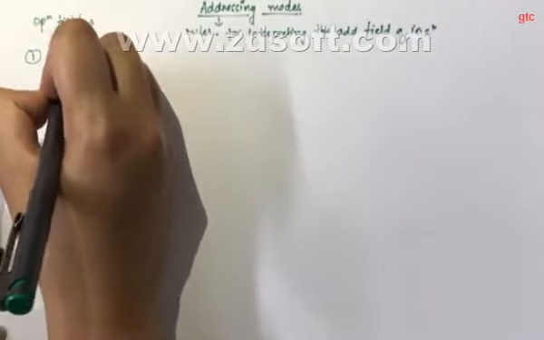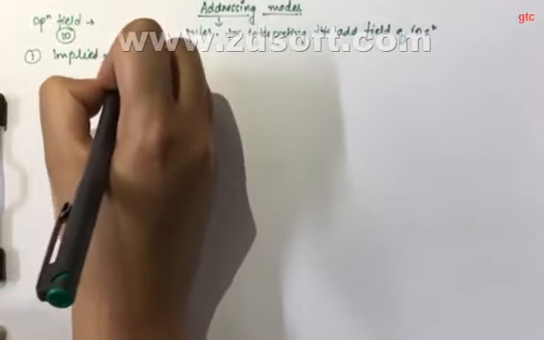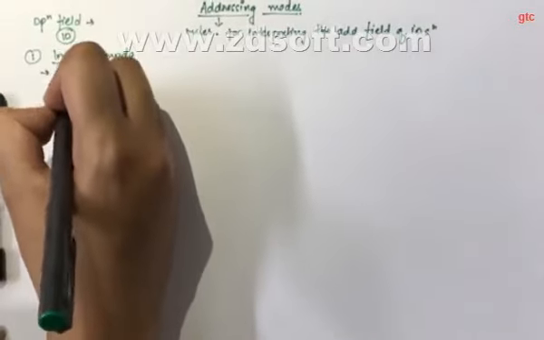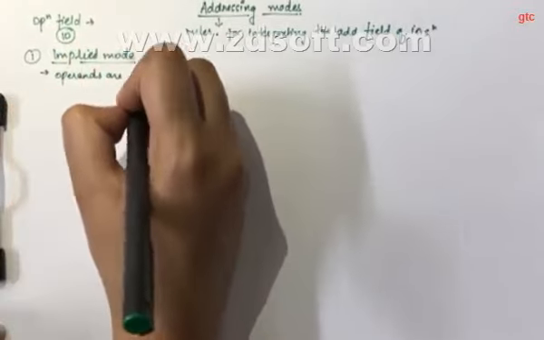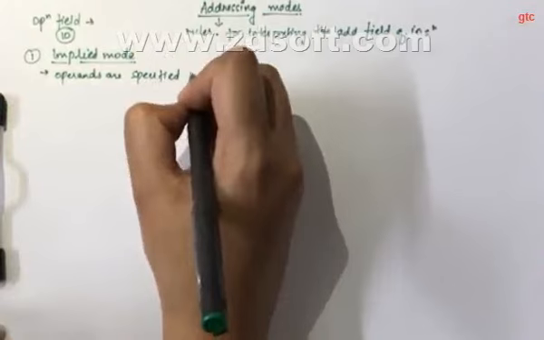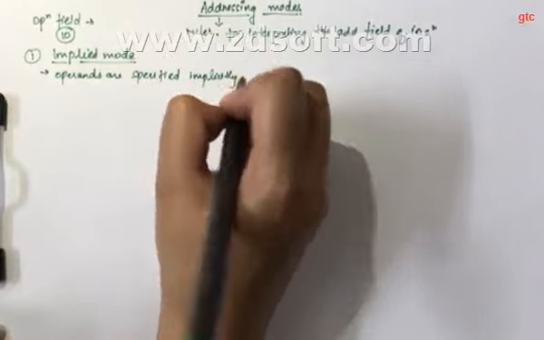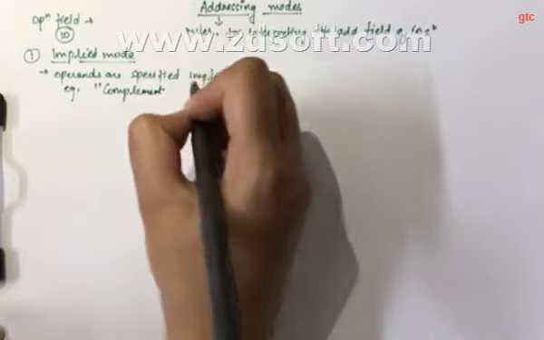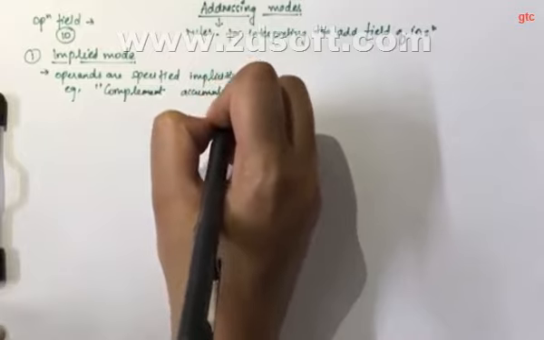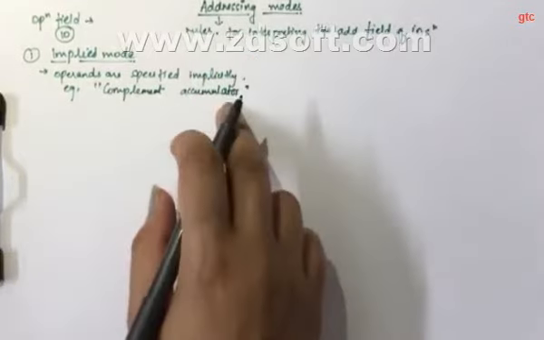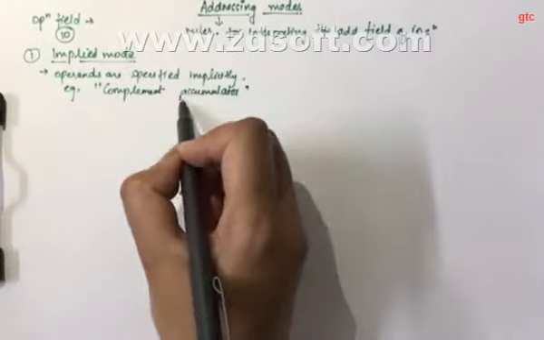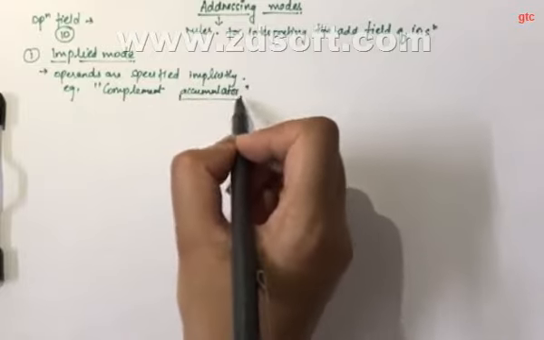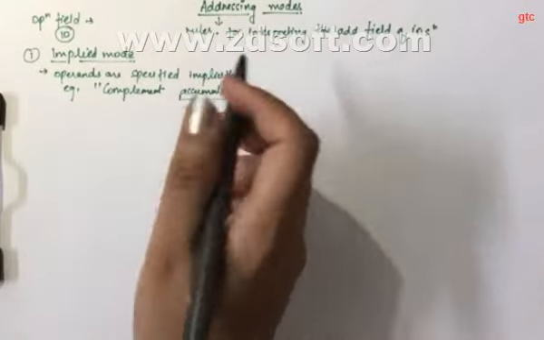Firstly, it is the implied mode. First addressing mode is the implied mode. In this particular mode, the operands are specified implicitly. What this means is, for example, if we write complement accumulator, as an example of an instruction, in this instruction the accumulator is containing the operand, so it is specified here itself in the instruction, therefore it is the implied mode.